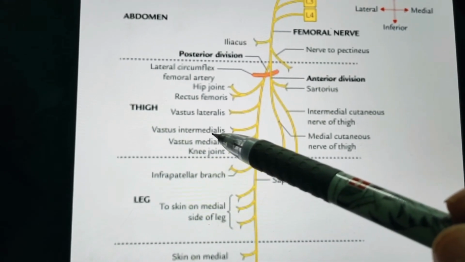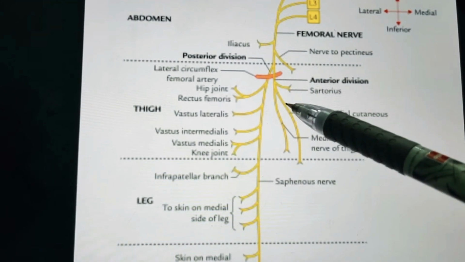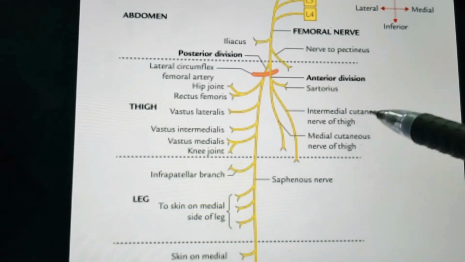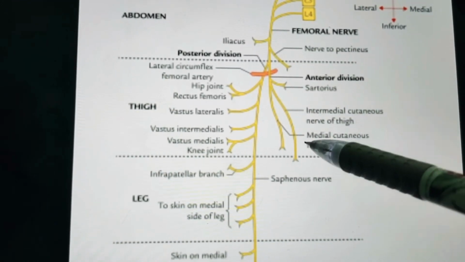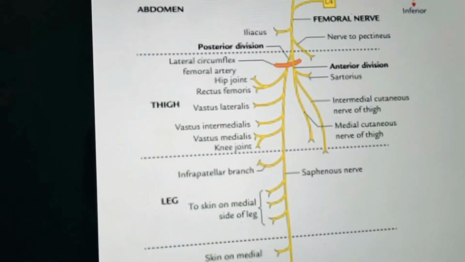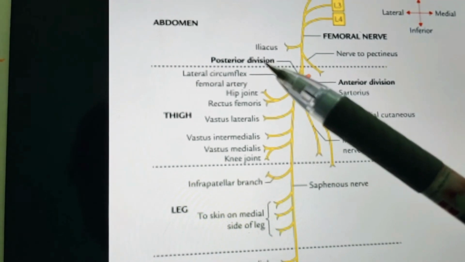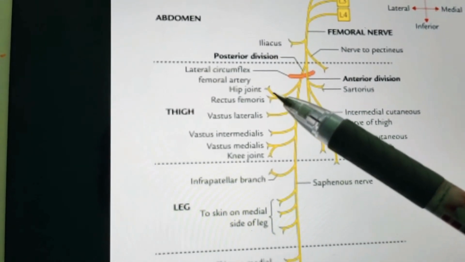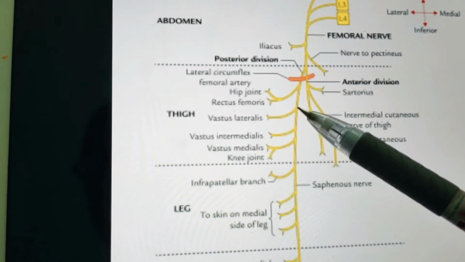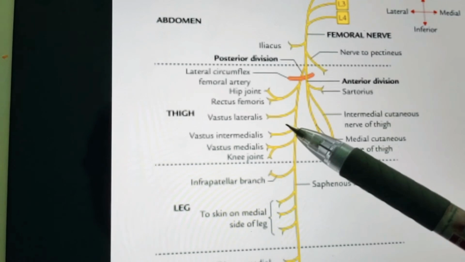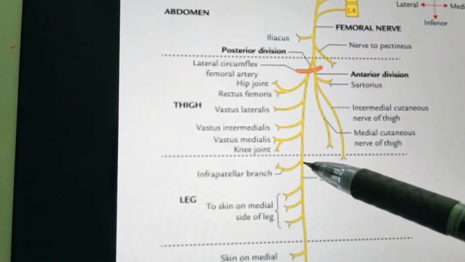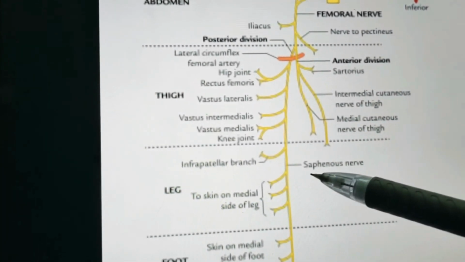Now coming to the cutaneous branches. The anterior division gives the cutaneous branches, that is the intermediate and the medial cutaneous nerves. So you see the intermediate cutaneous nerve of the thigh and the medial cutaneous nerve of the thigh, these are the cutaneous branches. Okay. And coming to the posterior division, here you also have a cutaneous branch, that is the saphenous nerve. If you see the saphenous nerve, that is a cutaneous branch of the posterior division. Okay, and these nerves have been described here. You can see this saphenous nerve, this is a cutaneous branch.